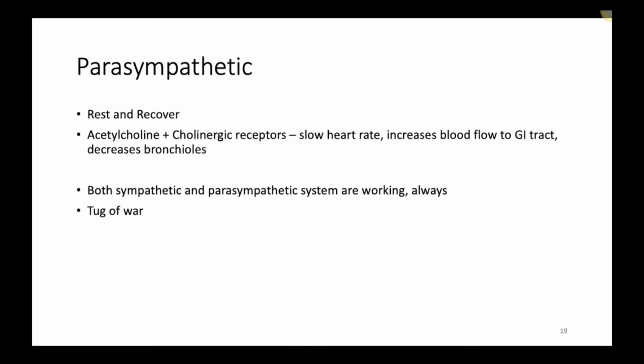Okay, so then we have the parasympathetic nervous system. This one's all about the rest and recover. If we're talking about the sympathetic nervous system, just think of it as fight or flight. And parasympathetic, it's all about the R. So the R, rest and recover, para-R. In this case, acetylcholine and cholinergic receptors are involved, and they slow the heart rate, they increase blood flow to the gastrointestinal tract, and they decrease the size of the bronchodilation.